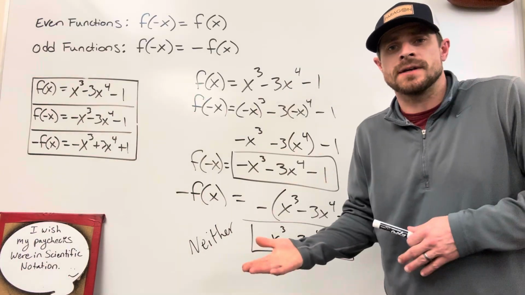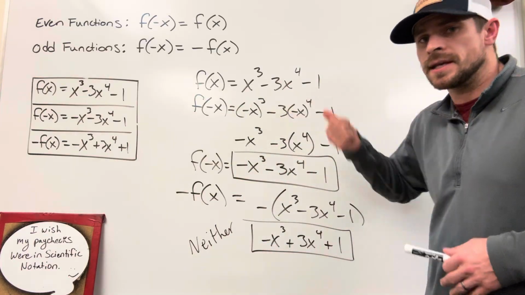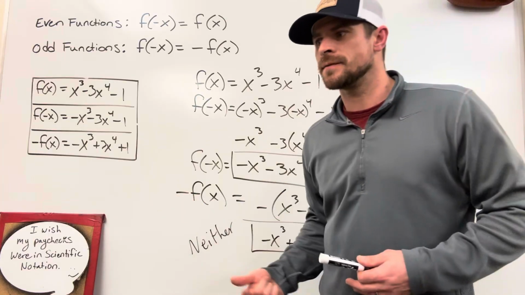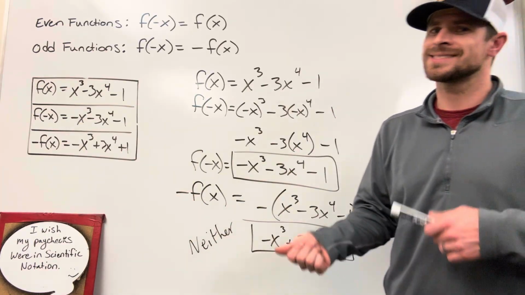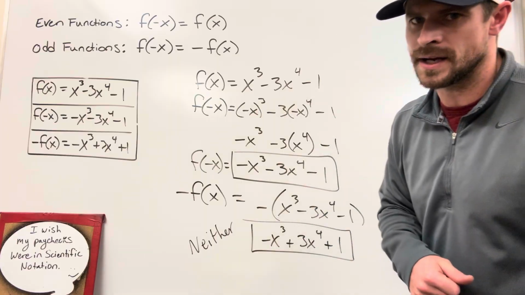Meaning if I put a 5 in to this function, I'm going to get a result. But if I put a negative 5 in, it's not going to be the exact same as my original 5. And it's also not going to be the opposite of my original 5.